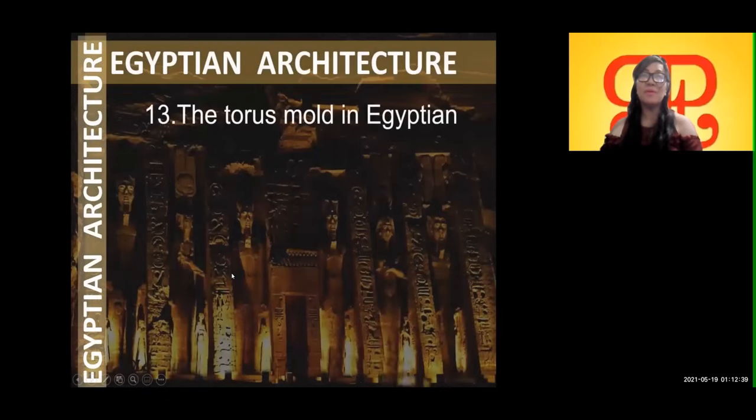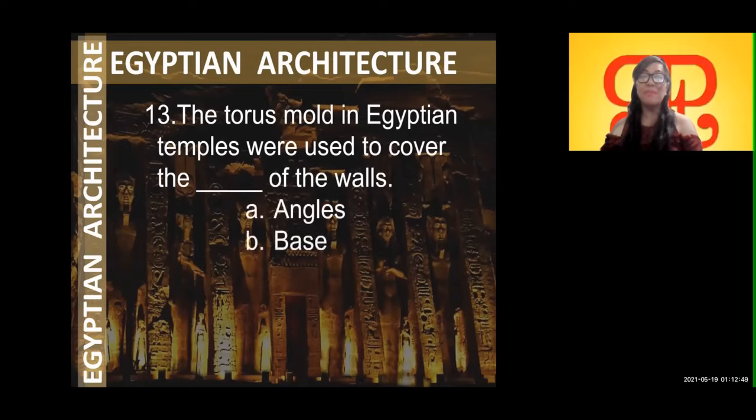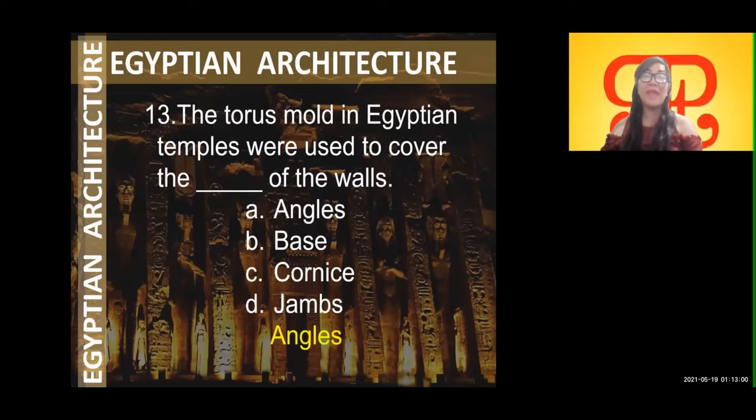Next is number 13. The torus mold in Egyptian temples were used to cover what? The block of the walls. So the answer here, is it A, angles? B, is it base? C, is it cornice? Or is it D, jumps? The answer here is, yes, it's A, angles.